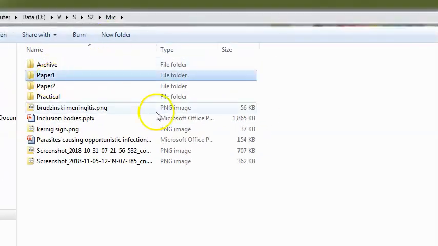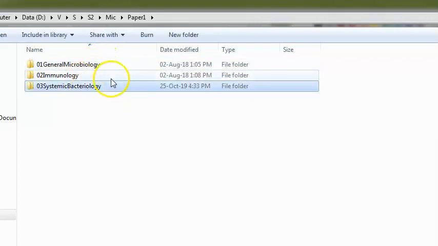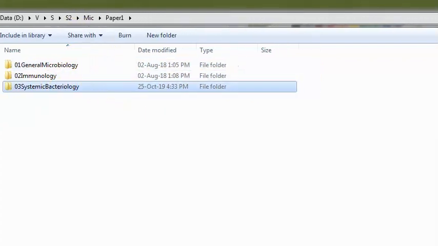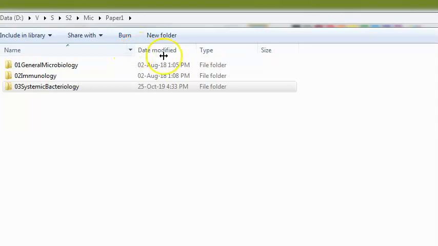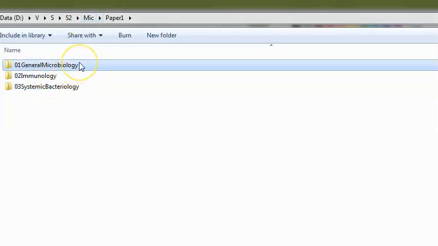Now let's come back here. Usually you will have theory and practical, right? The theory can be divided into two papers because it's quite vast, or you can have general microbiology and bacteriology together as one paper. It is possible. Different universities conduct it in different ways.